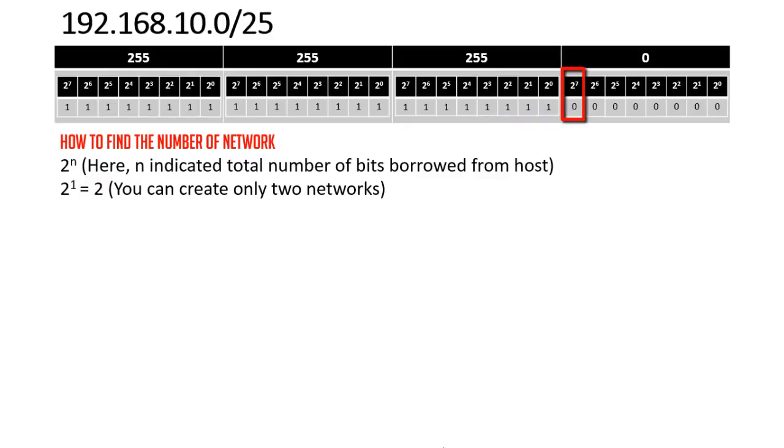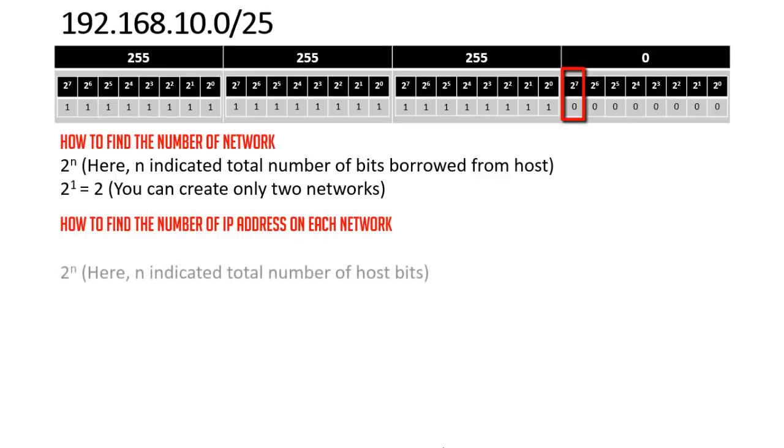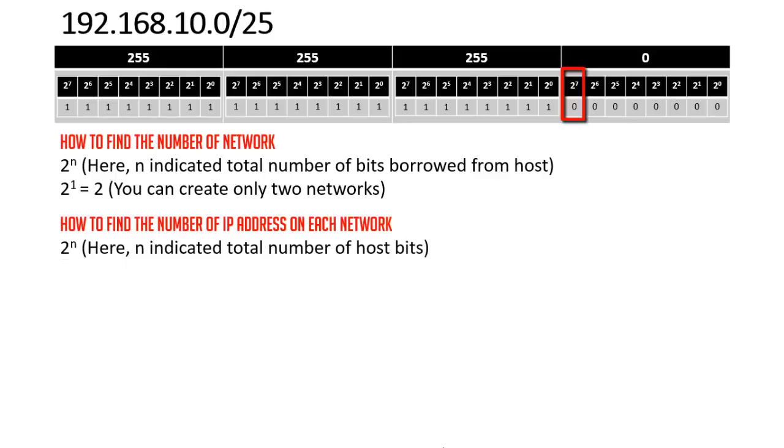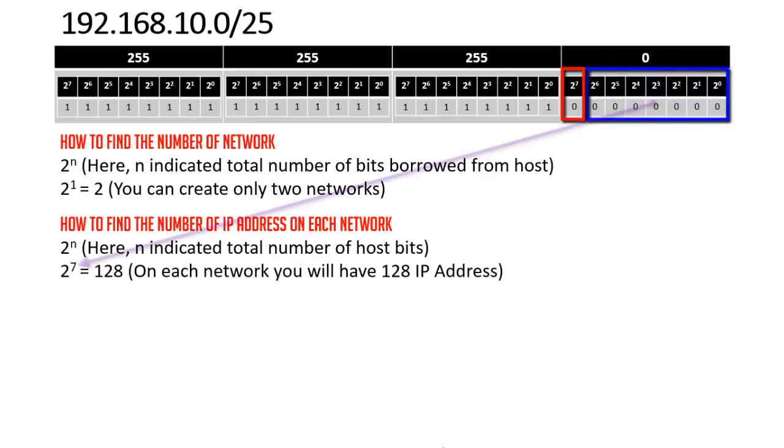Now let's find out how to find the number of IP addresses on each network. The formula is very simple. Again we have to use 2 to the power n, but this time n indicates the total number of host bits. Hence we have already borrowed 1 bit from the host. So how many total bits remain in the host part? It is 7. So we are going to use 2 to the power 7, which is equal to 128. Meaning on each network you will get 128 IP addresses.